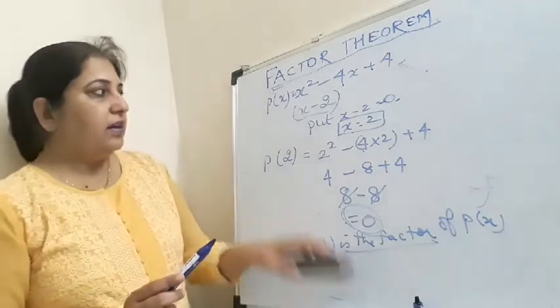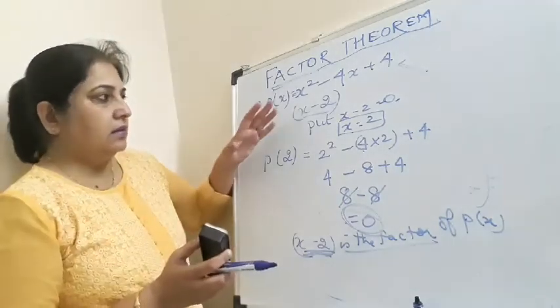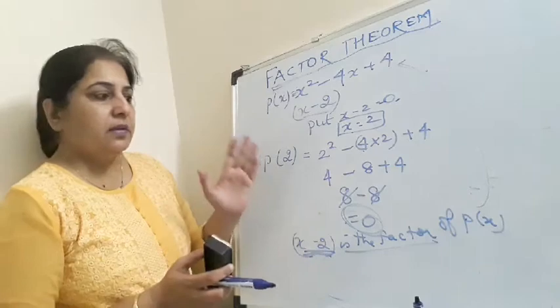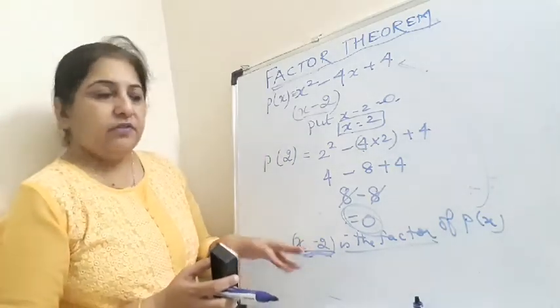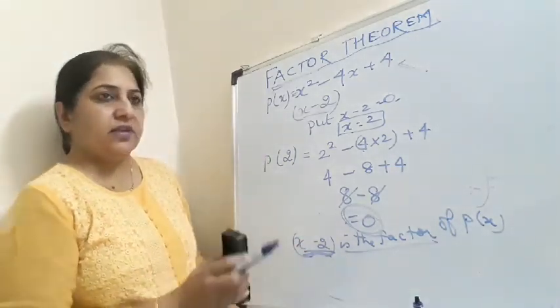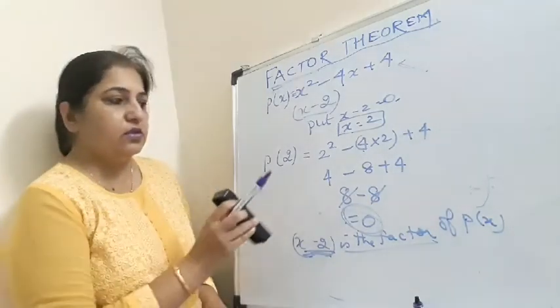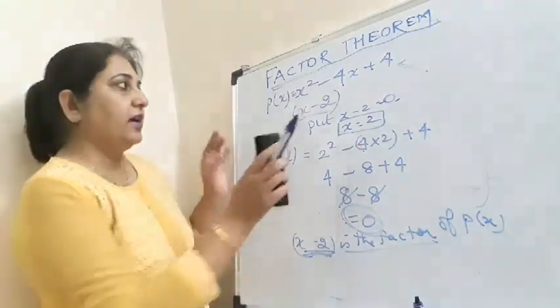Okay, so I hope you've understood. The method is same, but the difference is you should get 0. If it is 0, yes, it is a factor. If you don't get 0, then you will say it is not the factor. Okay, so this is the factor theorem.